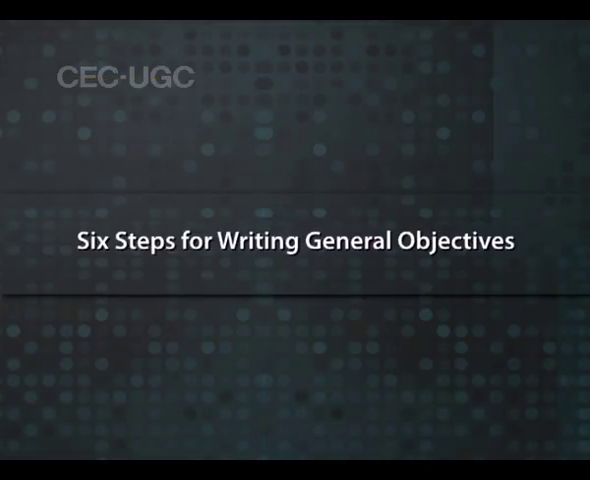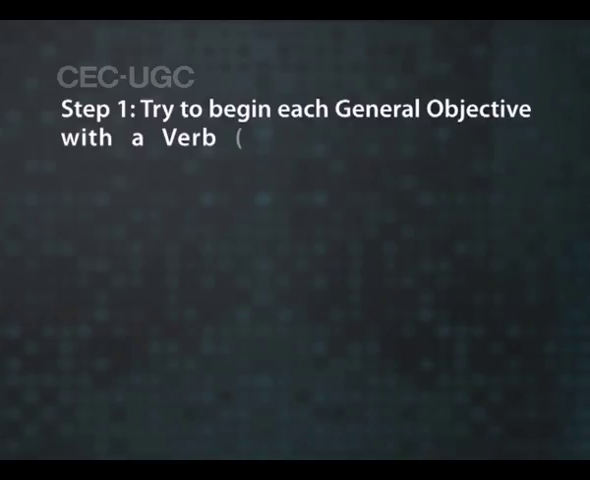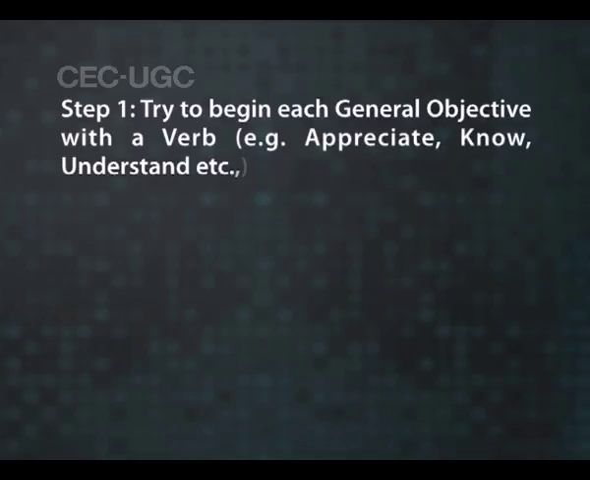Six steps for writing general objectives. Step 1. Try to begin each general objective with a verb. Example, appreciate, know, understand, etc. You can preface your list of general objectives with a statement such as, on the completion of the study, the student will be able to.